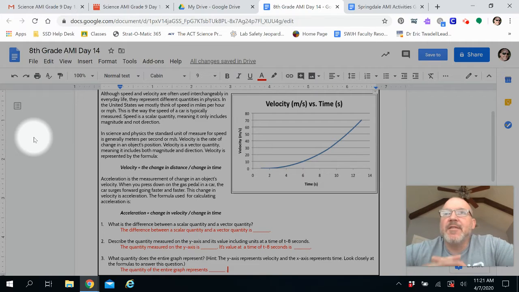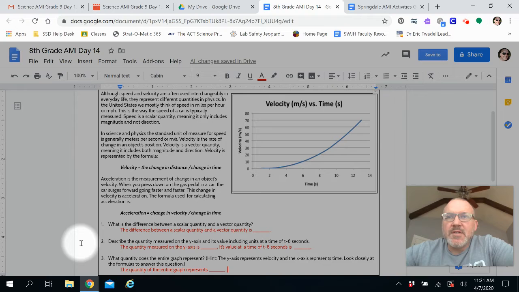So, first thing I notice here is that we have a graph. The graph is velocity versus time. And then I'm going to go down here and start with the questions and see exactly what we need to know. Question 1 says, what is the difference between a scalar quantity and a vector quantity? I'm thinking that maybe that information is in the reading.